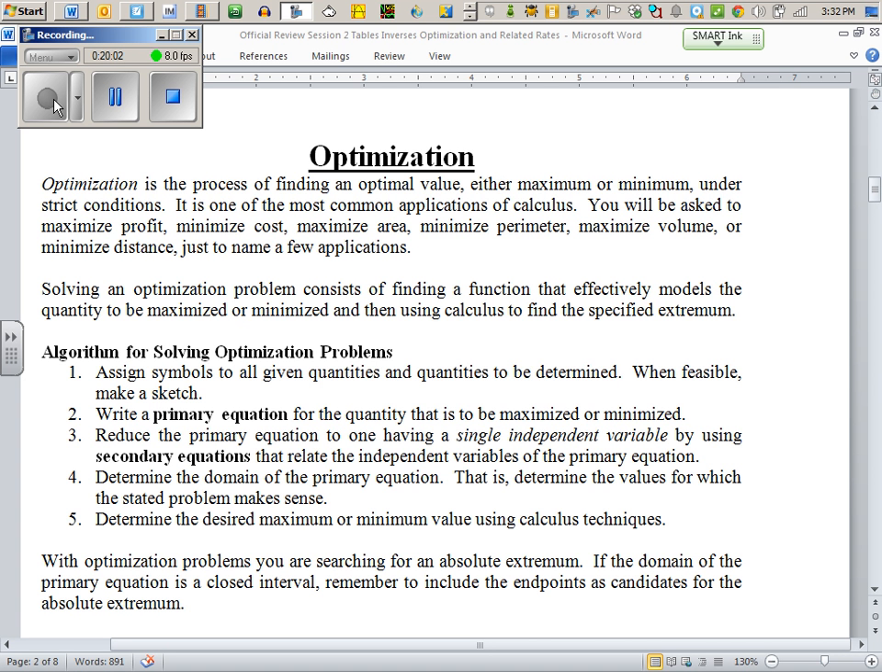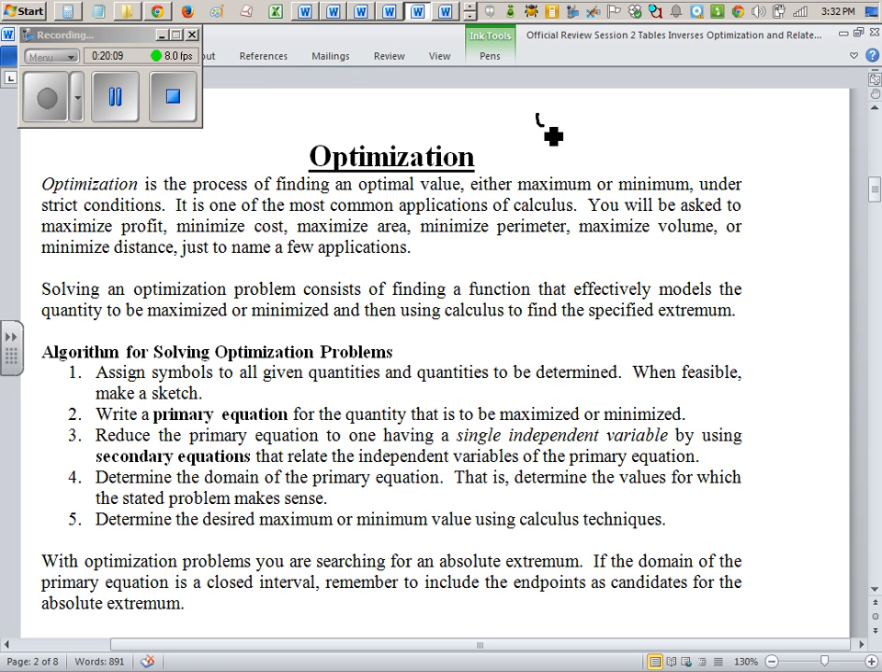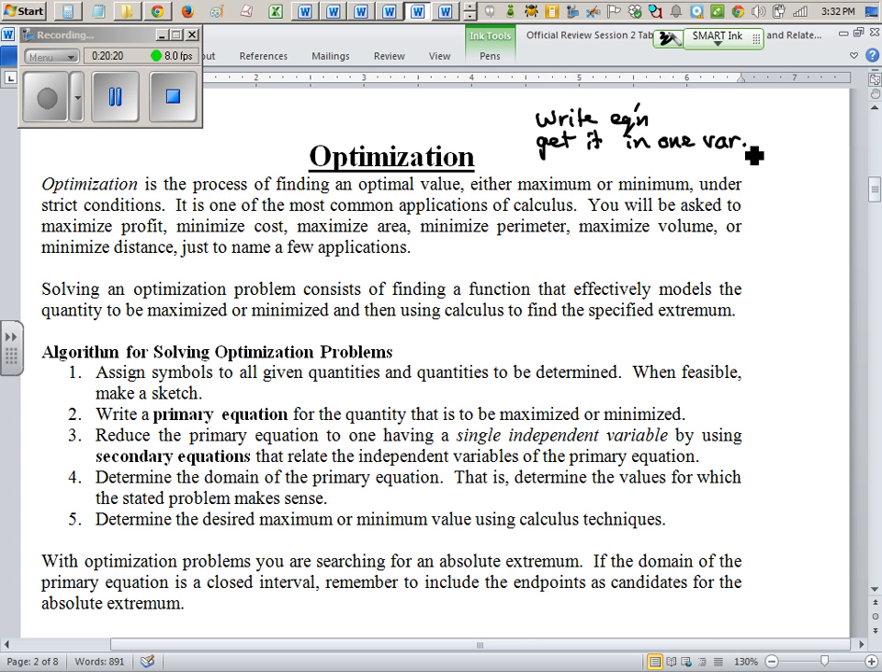Okay, so page 2 is optimization. This is a lot of verbiage here. Let me boil it down to 3 simple things for you, okay? Number 1, write an equation. Number 2, get it in one variable. Number 3, find the extrema. It really is a simple 3-stage problem mentally.